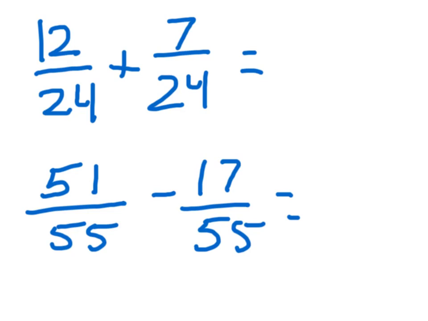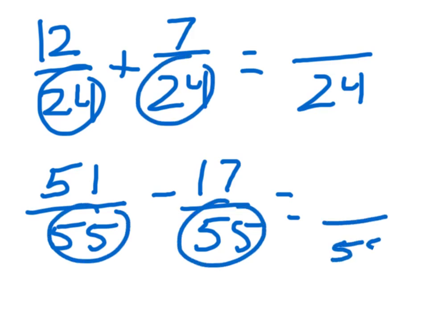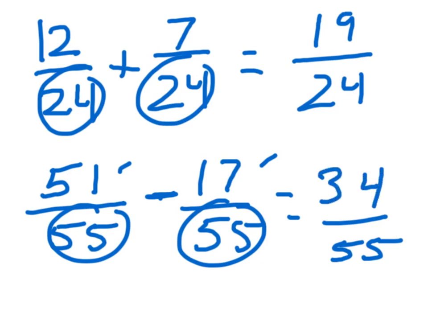So right away we can write down the denominators because we know they don't change. When they match up like this, we know that we can just keep them the same all the way through. So 55 on this side over here. And now using a calculator or a piece of paper or in your head, 12 plus 7 is 19. And then 51 minus 17 is 34.